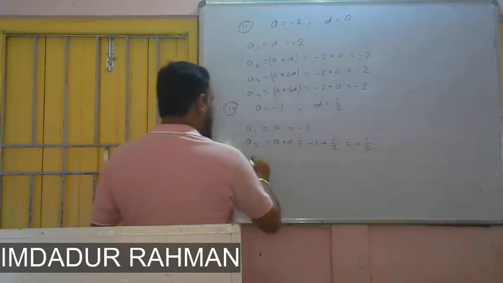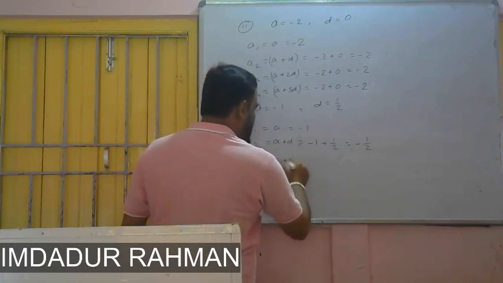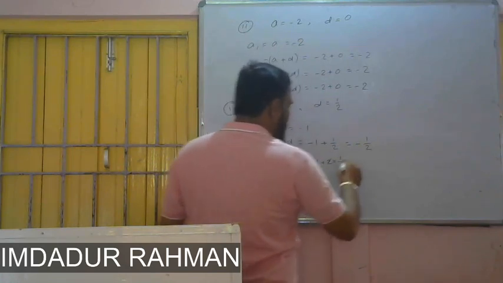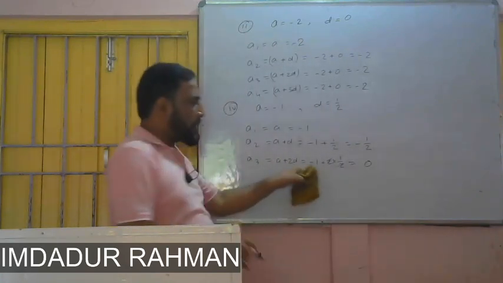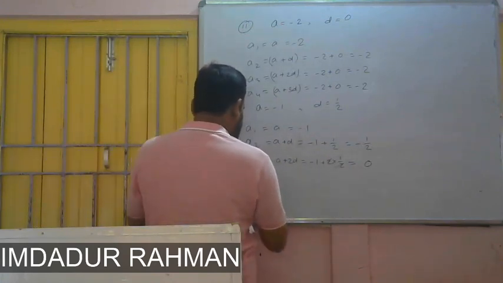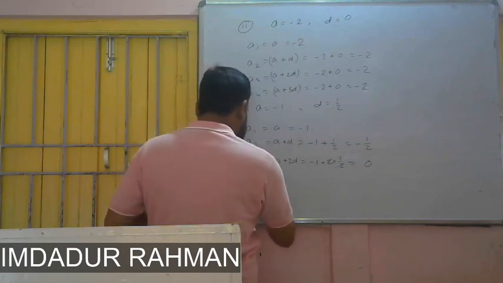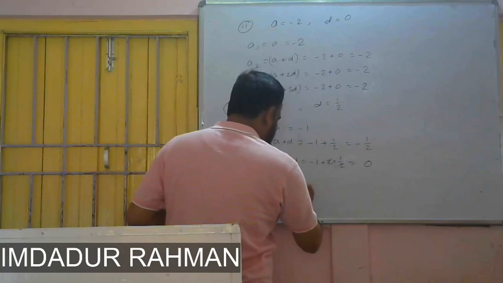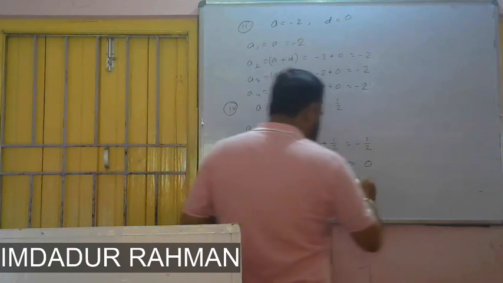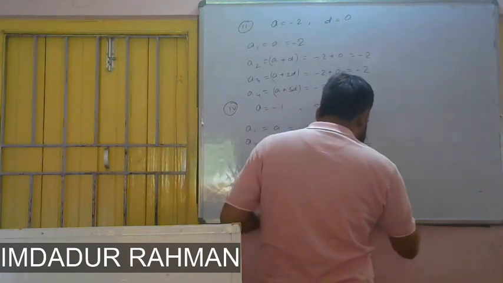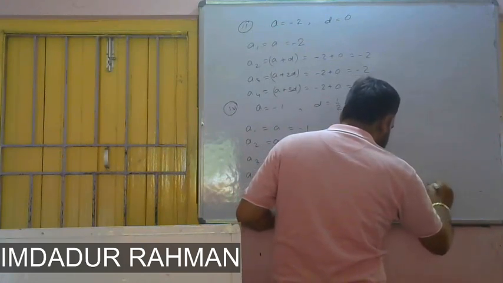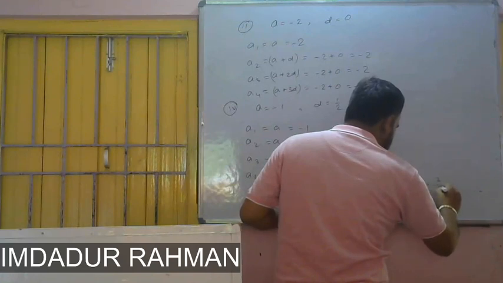Then a3 is a plus twice d, equal to minus 1 plus 2 into half, so it is equal to 0, plus 1 and minus 1 is 0. Then a4 is a plus thrice d, equal to minus 1 plus 3 into half, that is what? Minus 1 plus 3 by 2. What will it become? Minus 1 plus 3 is equal to 2, by 2 is equal to 1.